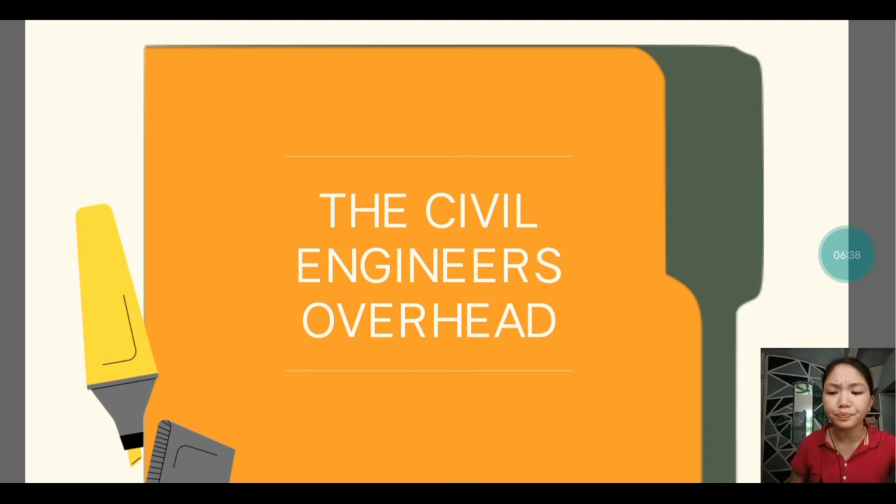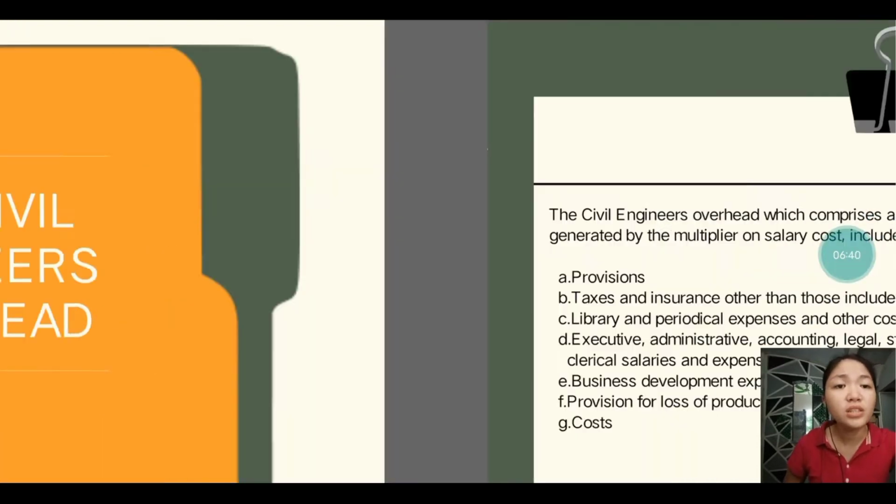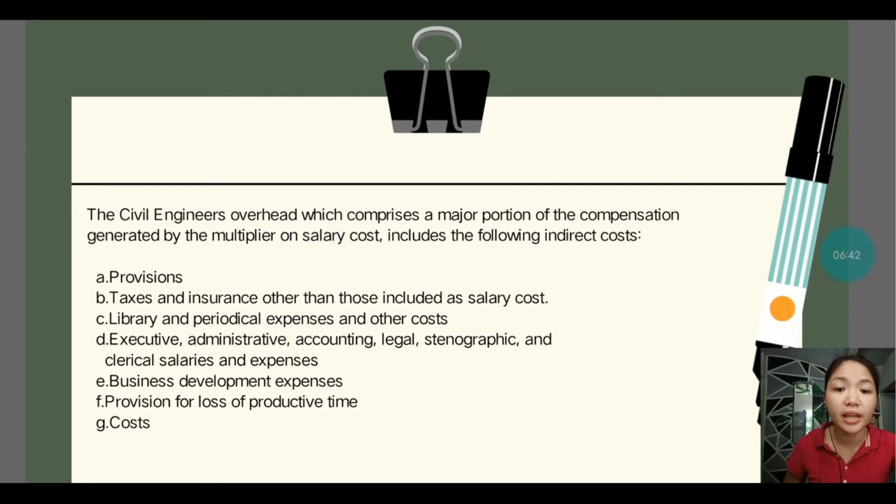The civil engineering overhead, which comprises the major portion of the compensation generated by the multiplier on the salary cost, includes the following indirect costs. Letter A, provisions.